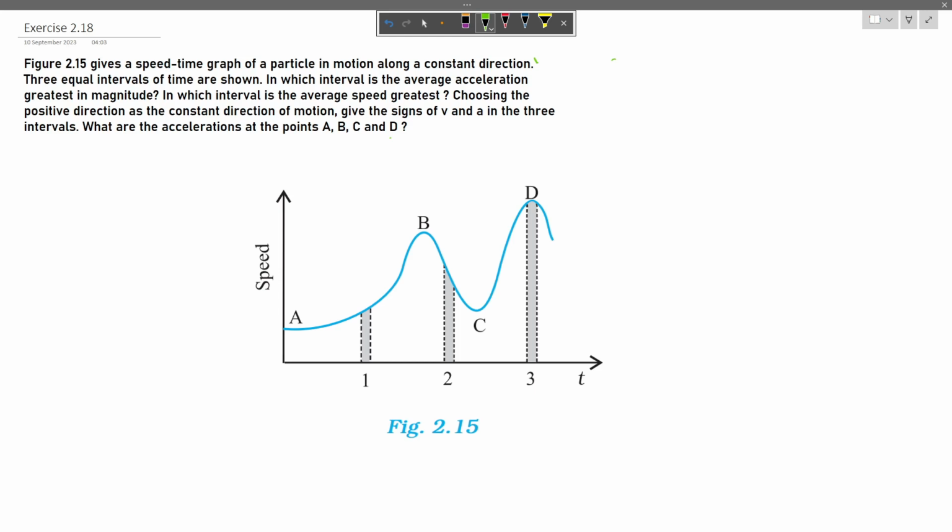The question says, figure 2.15 gives the speed time graph of a particle in motion along a constant direction. The three equal intervals of time are shown. In which interval is the average speed greatest? In which interval is the average acceleration greatest in magnitude? In which interval is the average speed greatest?